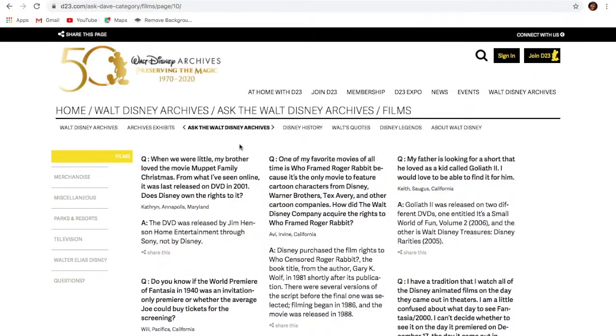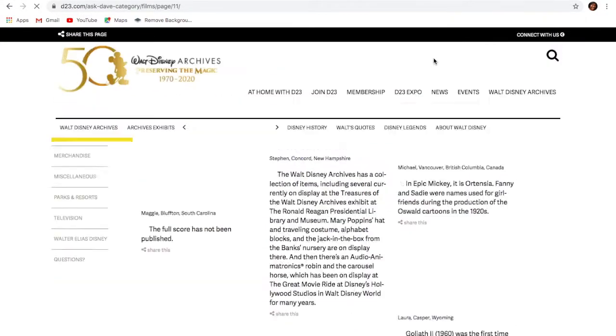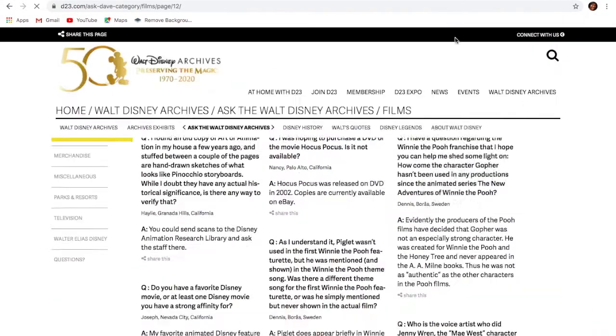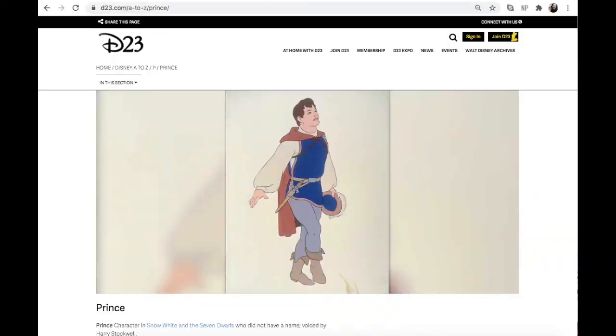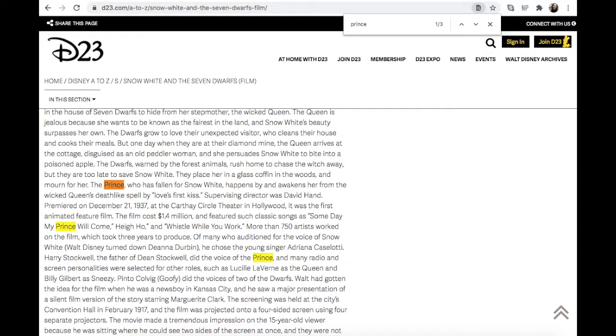And because his role was reduced to really a couple of scenes, I guess that's why they decided never to give him a name. So I scoured Disney A to Z and the Disney archives for any information about his name. First, I found the article about the prince, and it said that he does not have a name. Interesting. Even the description just referred to him as the prince. So I kept looking, trying to find anything.